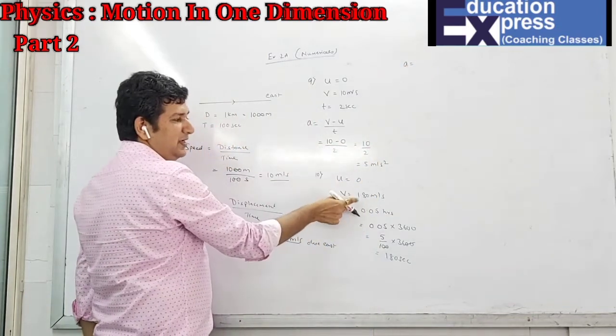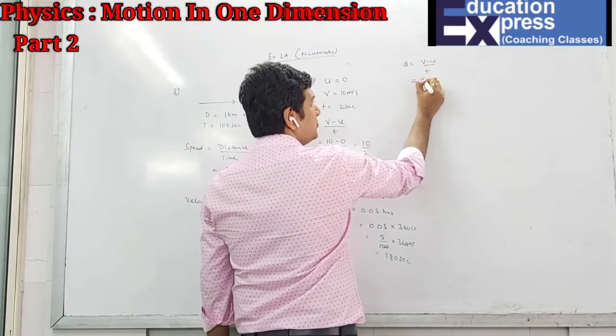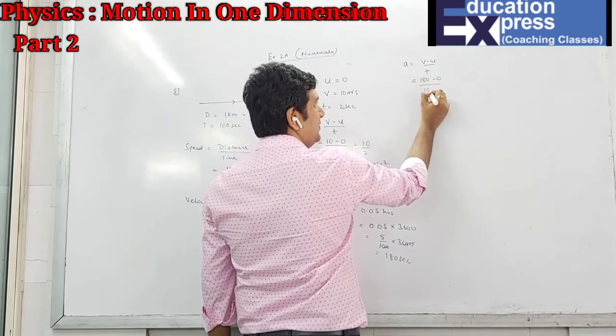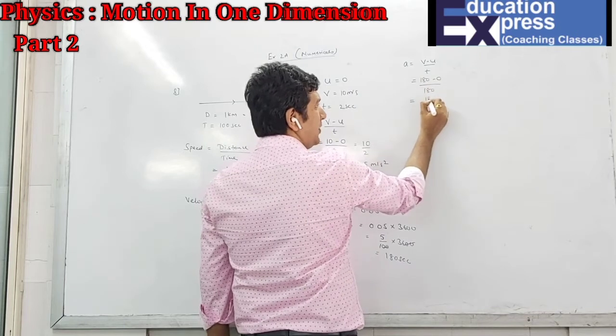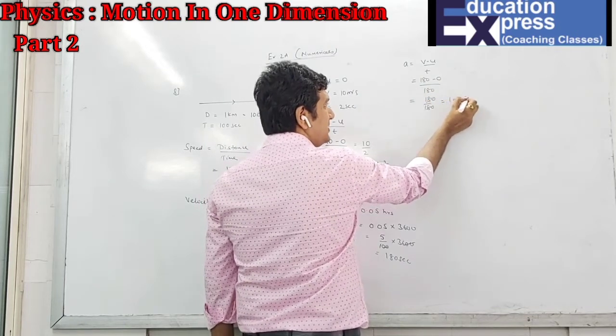So the acceleration, why acceleration again? Again the velocity is increasing. So v minus u upon time. V is 180, u is 0, time is 180. 180 minus 0 is 180 upon 180. Answer is 1 meter per second square.